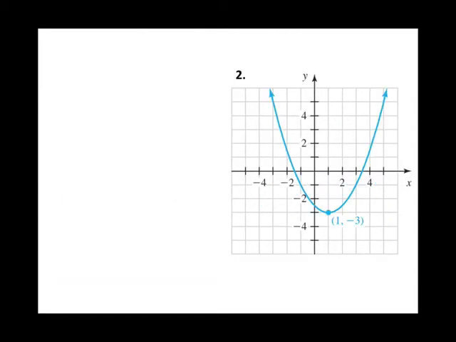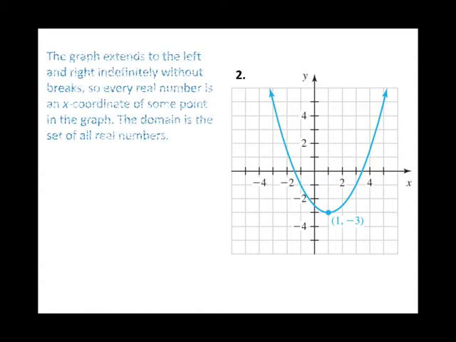Number 2, finding the domain and the range. To find the domain, we pay attention to the values of x. For the graph here, you see these 2 arrows. That means the graph extends to the left and right indefinitely without breaks. So my domain is all real numbers, which means any number can be a possible value for x.